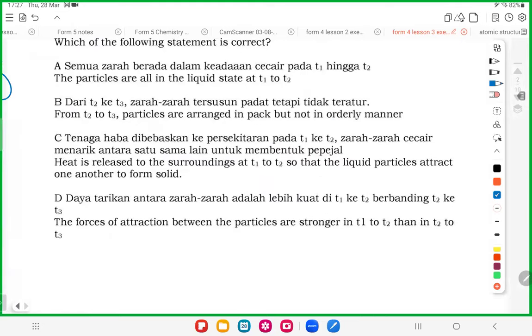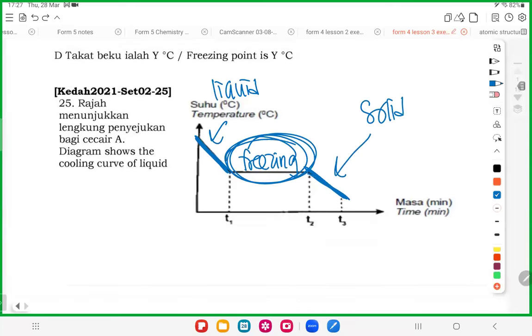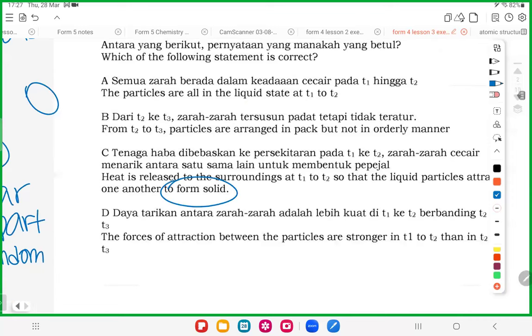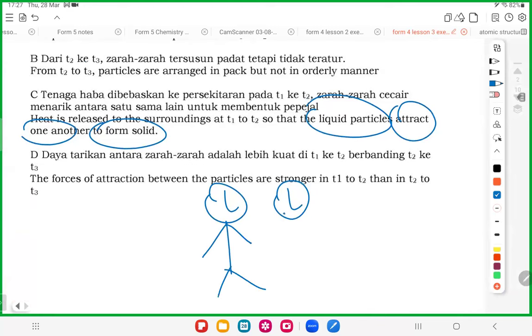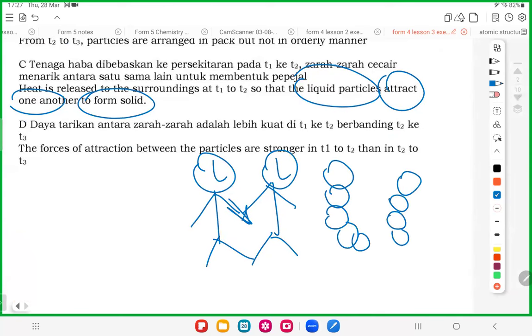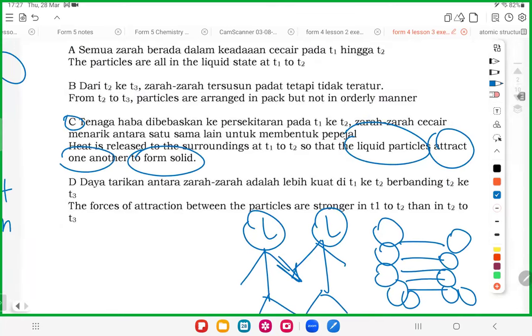Okay, let's look at answer C. Heat is released to the surroundings at T1 to T2 so that the liquid particles attract one another to form the solid. Do you form solid from T1 to T2? I think yes. From T1 to T2, the freezing process is ongoing, so you convert to solid. Liquid and liquid are attracted to each other. It means liquid and liquid shake hands and join together to form solid. This is liquid, this is liquid, they join together so that you form your solid. So answer C is absolutely correct.